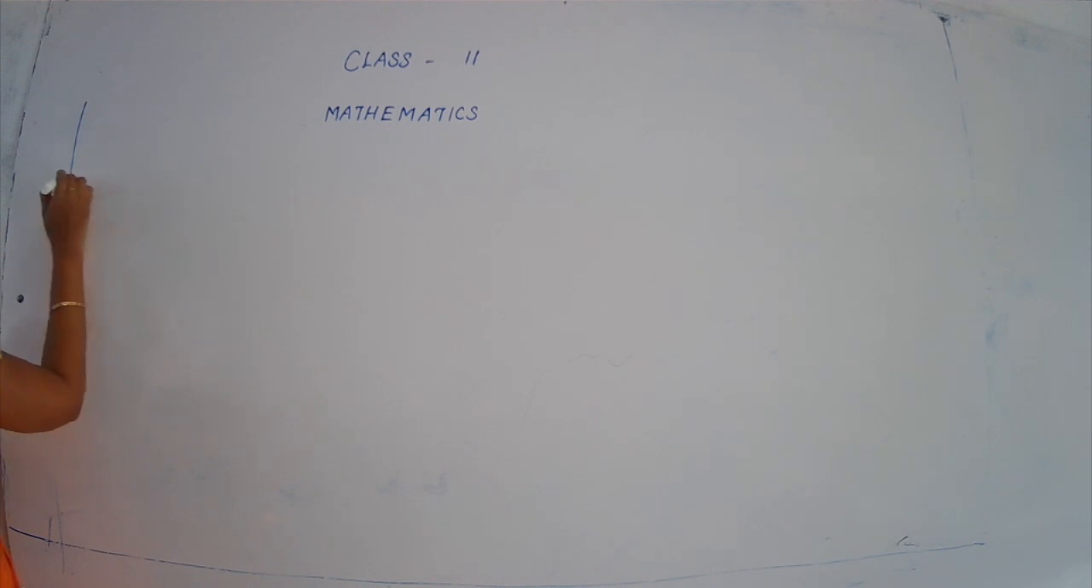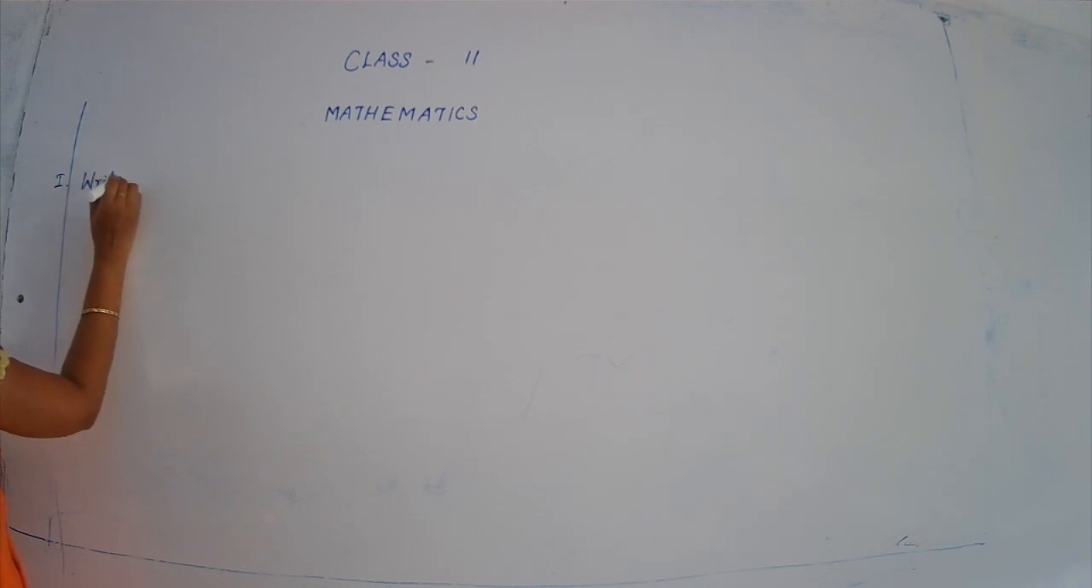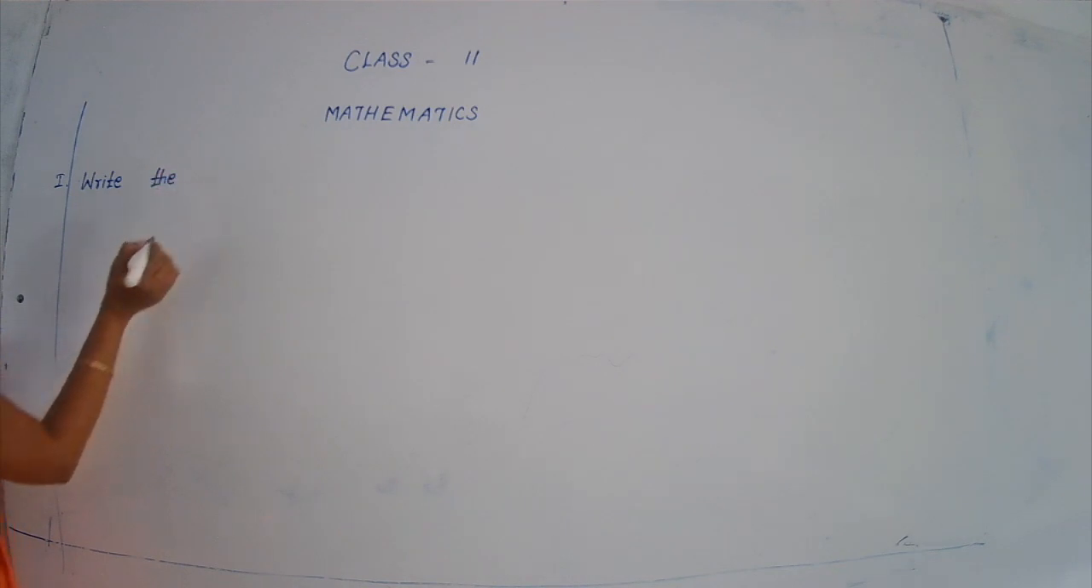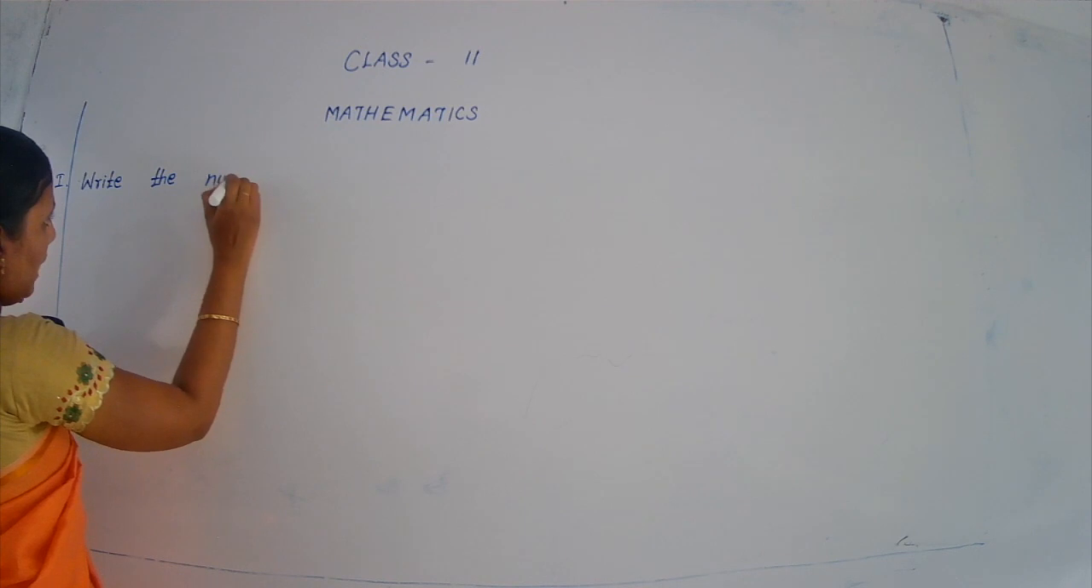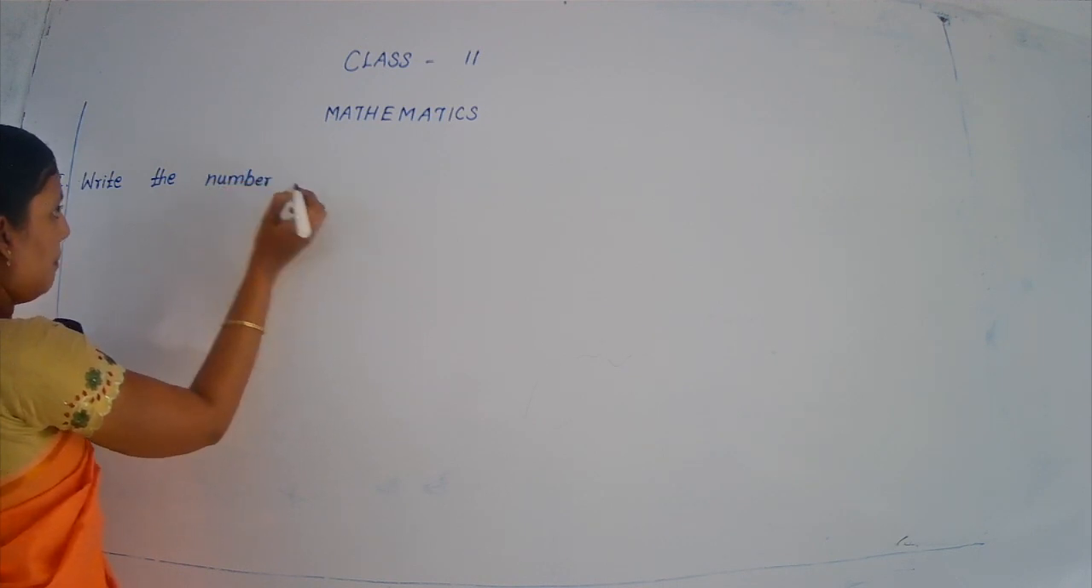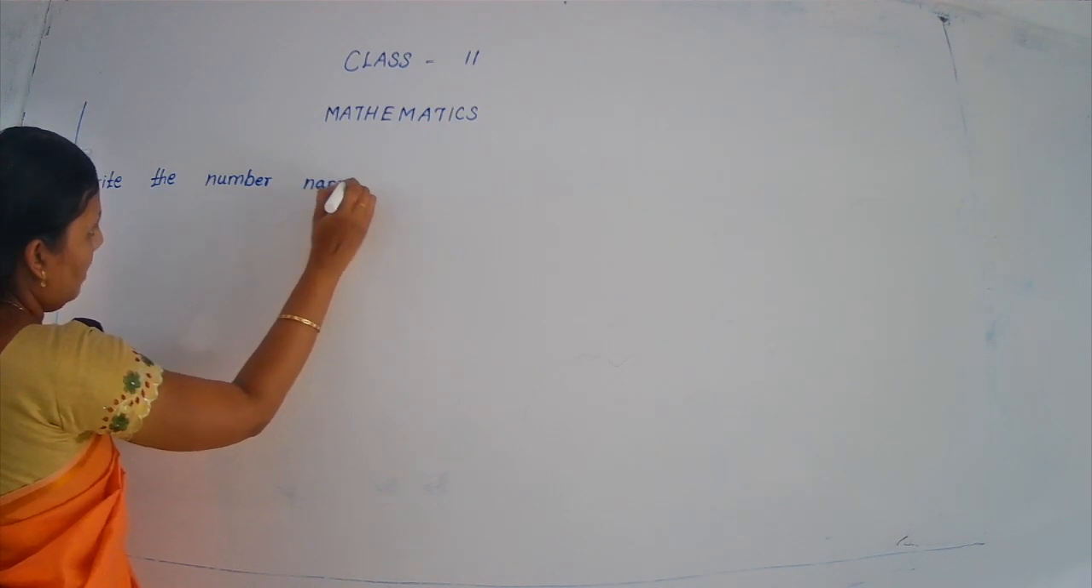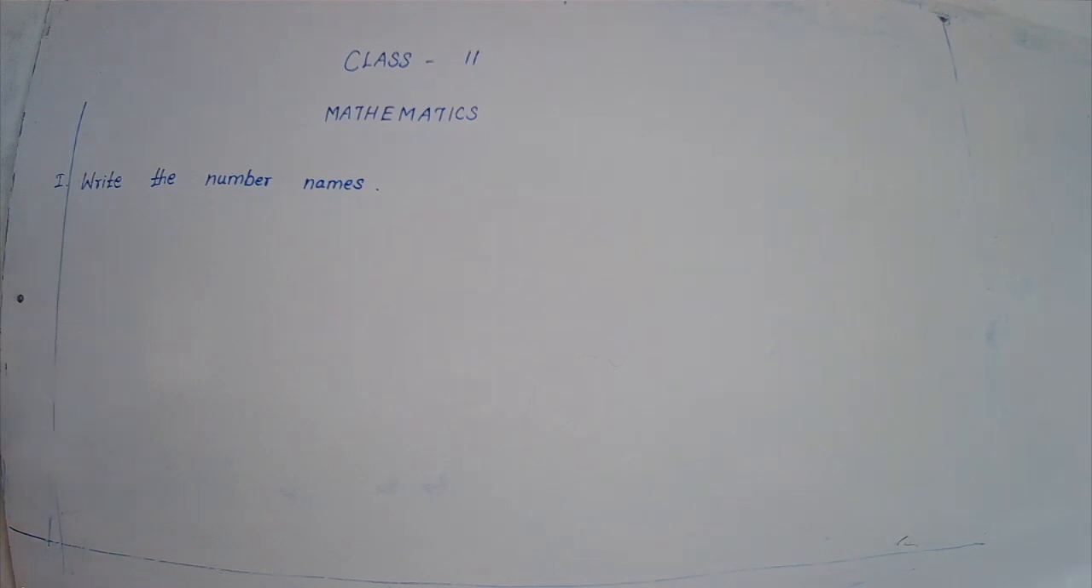This one, Roman letter 1, okay? W R I T E, write. T H E, the. N U M B E R, number. N A M E S, names. Write the number names for the numerals given below.